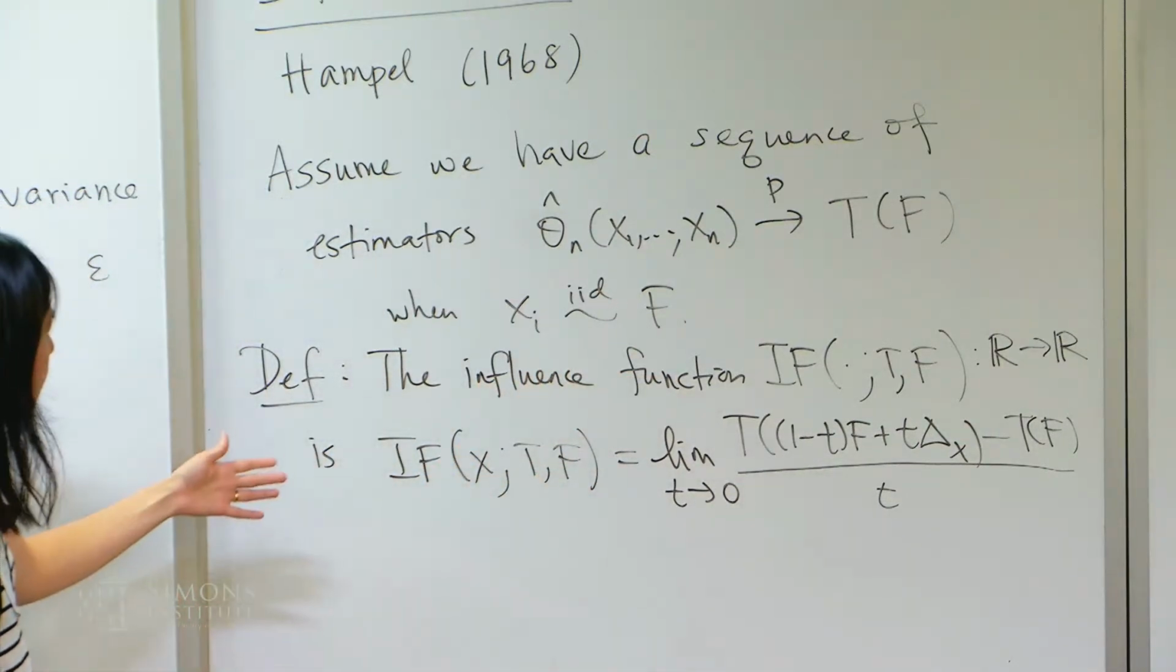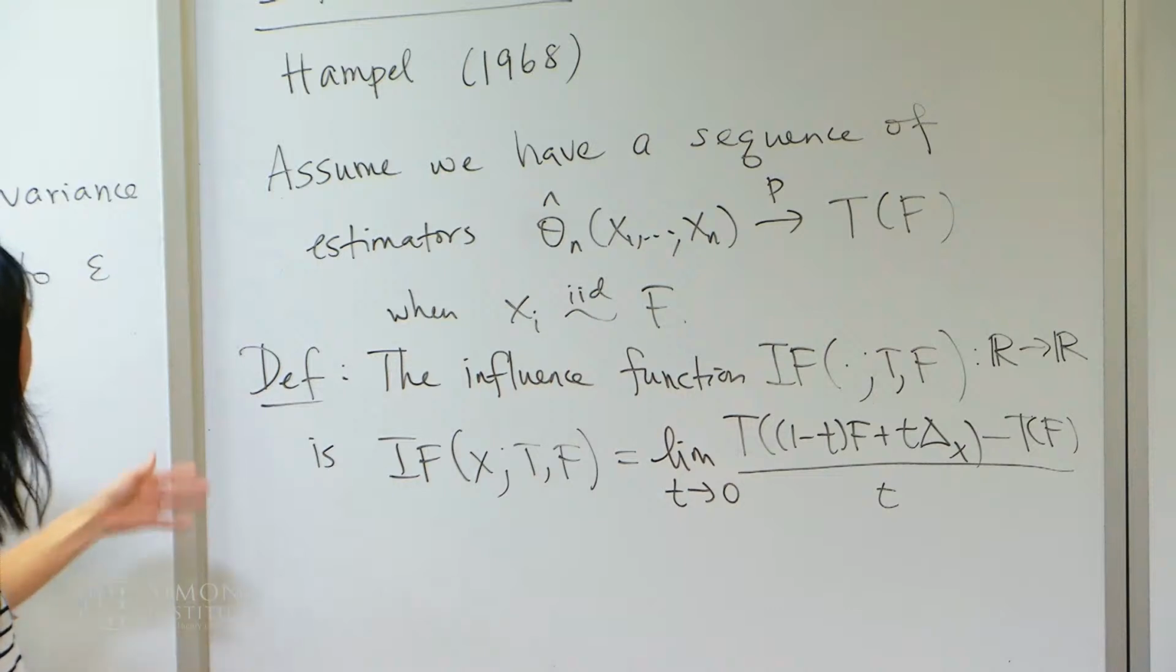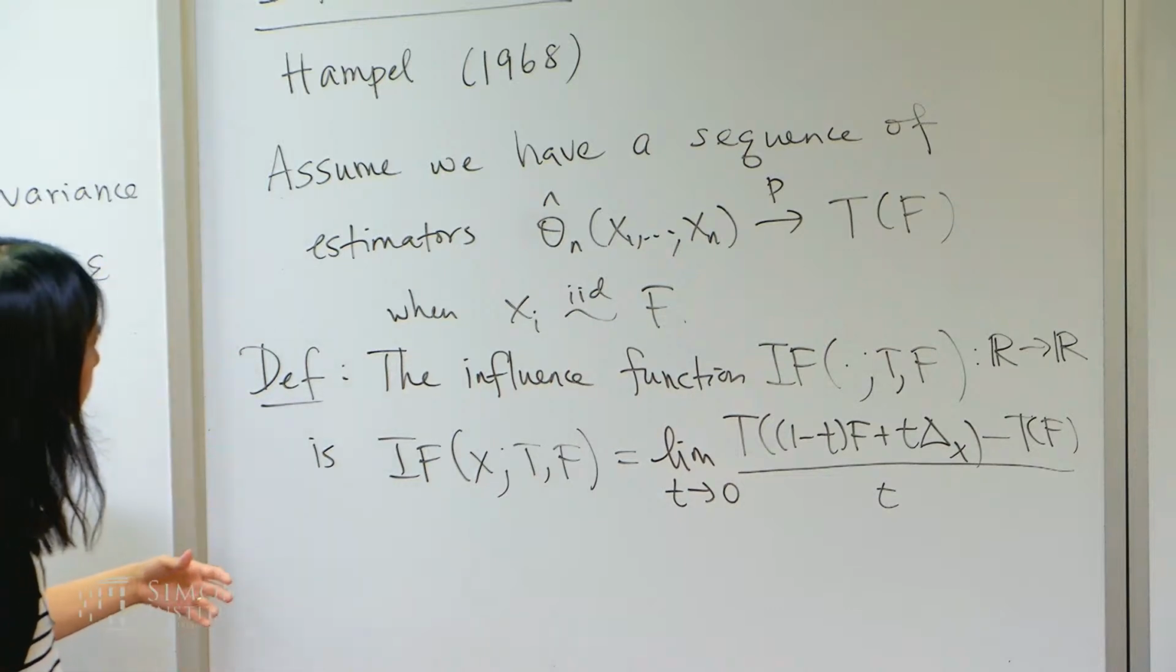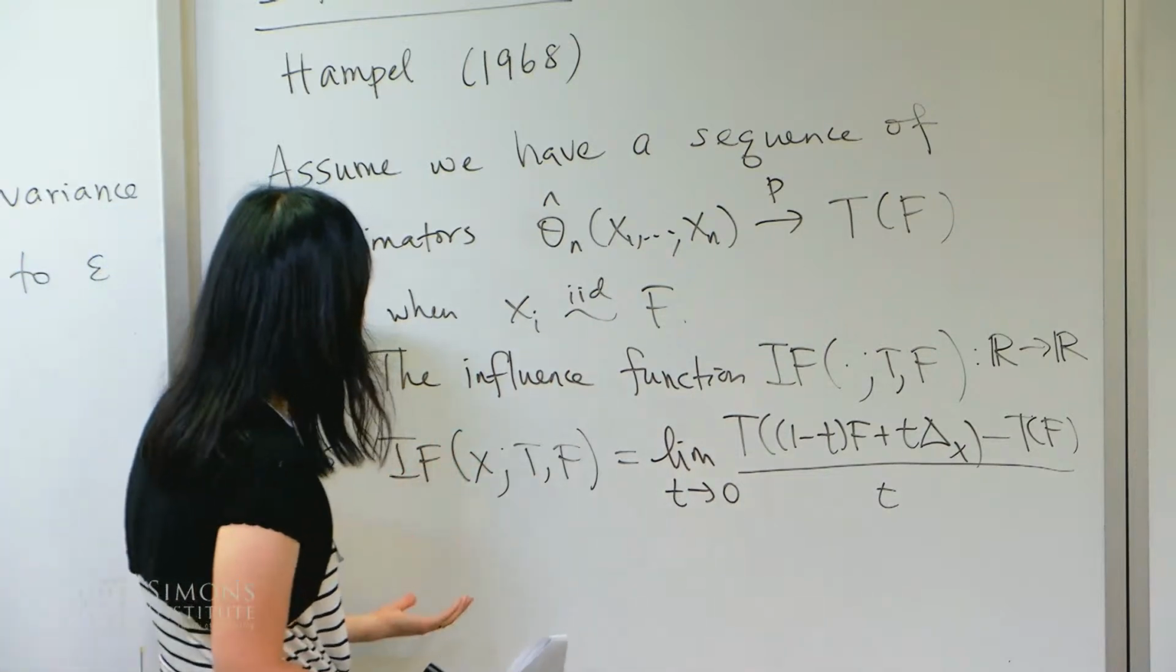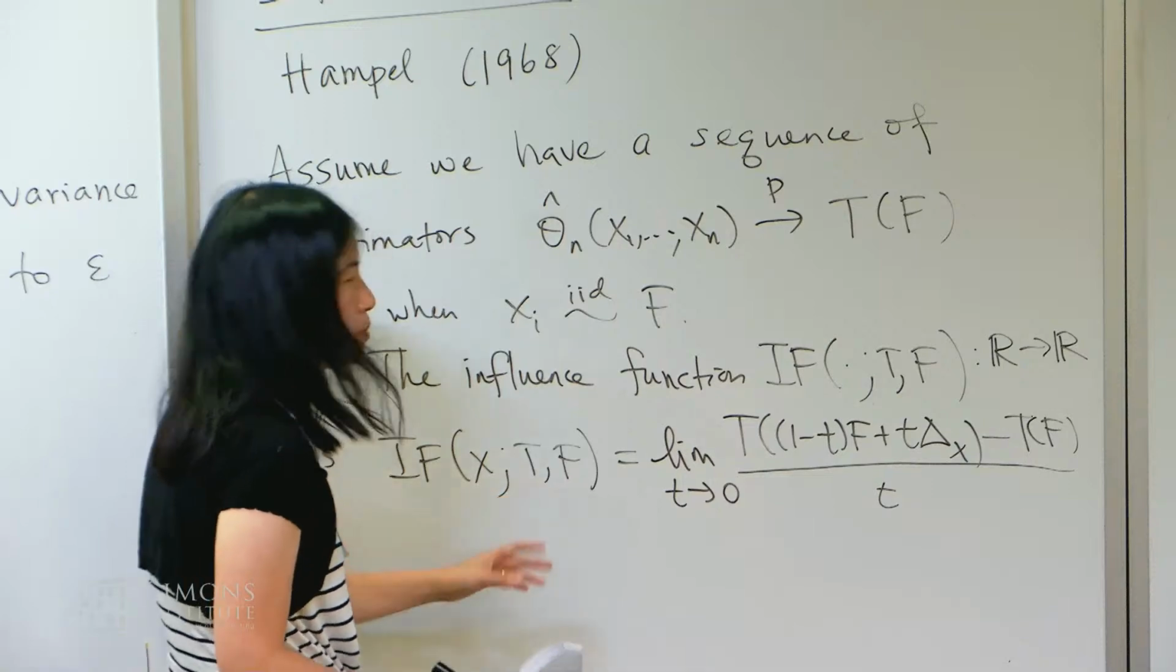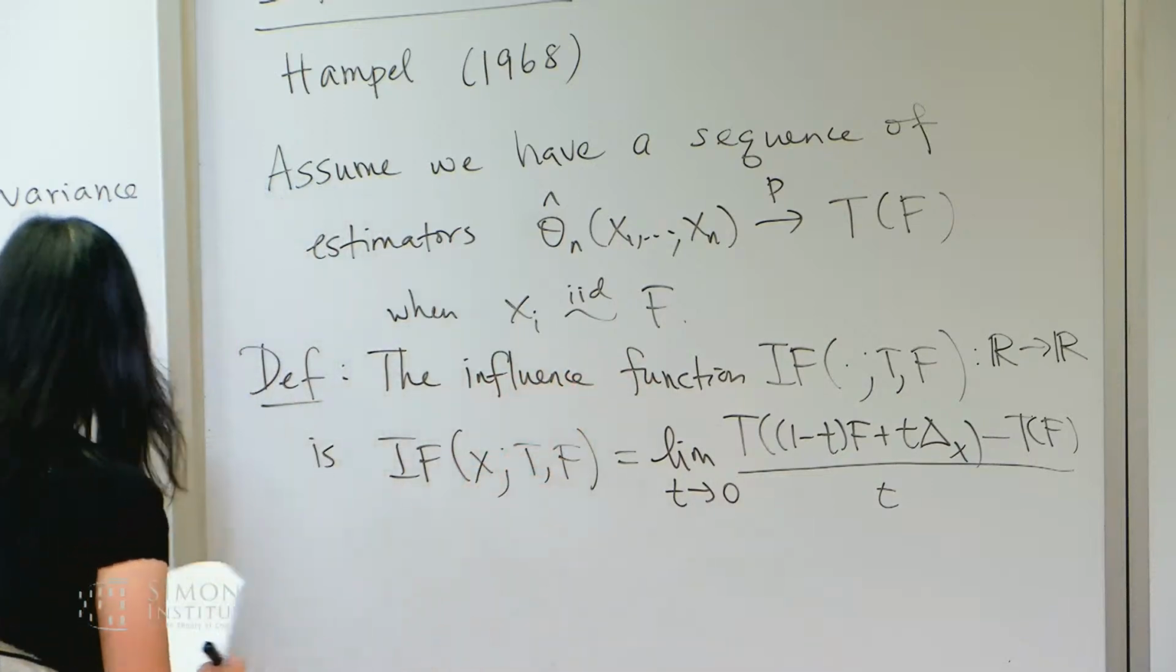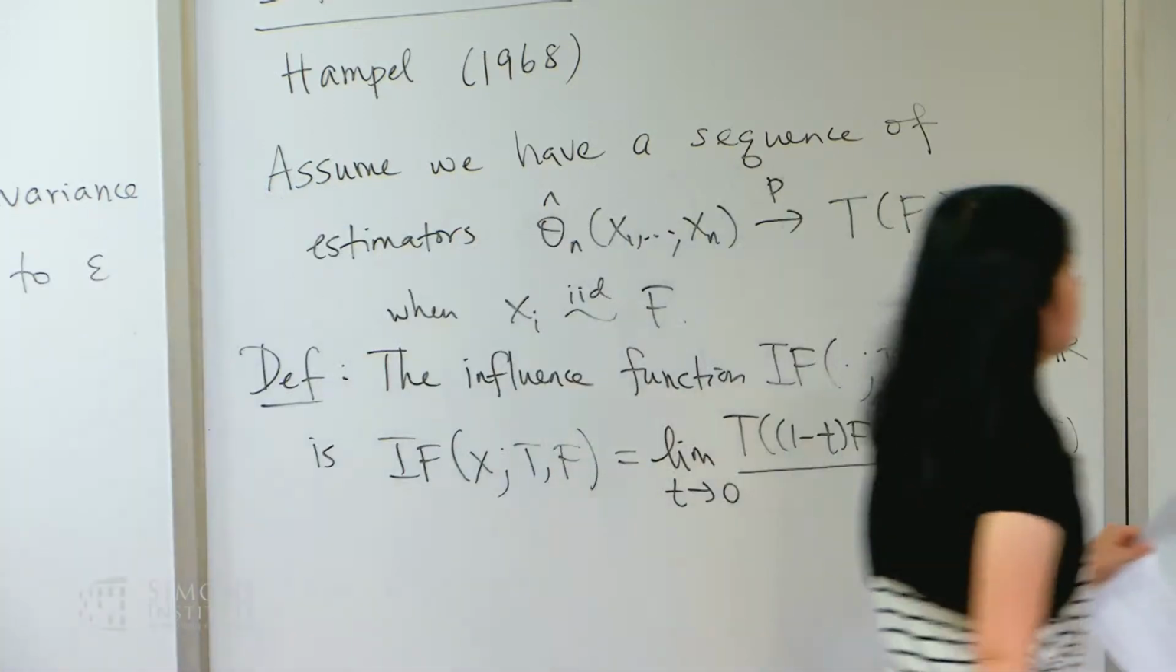The point is that, at least as a first pass in Hampel's theory, an estimator is declared robust if this influence function is bounded no matter what direction you go in. So let's write that down over here.